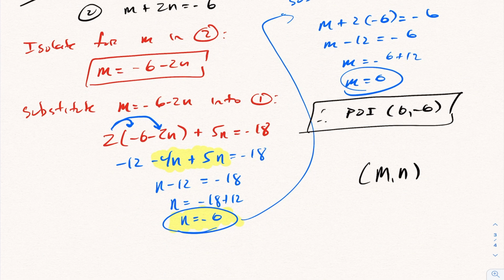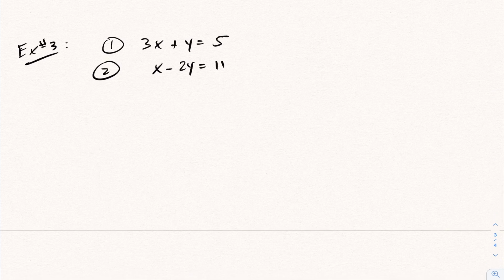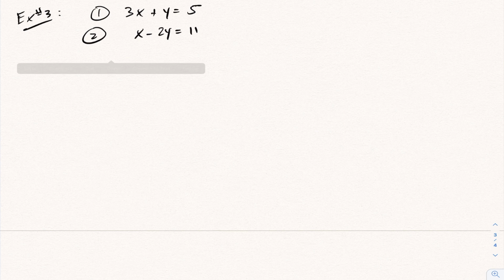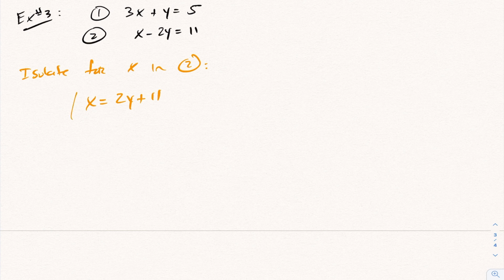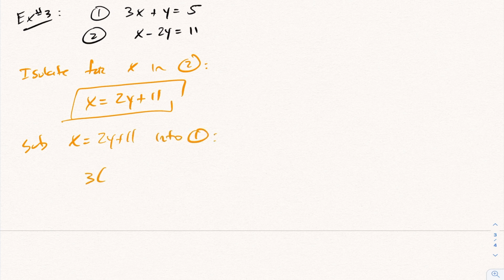Okay, so let's take a look at the third example here. So again, I want to solve this using substitution. So I'm trying to find an equation that has a 1 in front as a coefficient. If you take a look here, I can see equation 2, there's an x with a coefficient of 1 in front. So I'm going to isolate for x in 2, in which case I get x equals 2y plus 11. And I'm going to sub x equals 2y plus 11 into equation 1. So everywhere I see an x, I'm going to change that to a 2y plus 11.